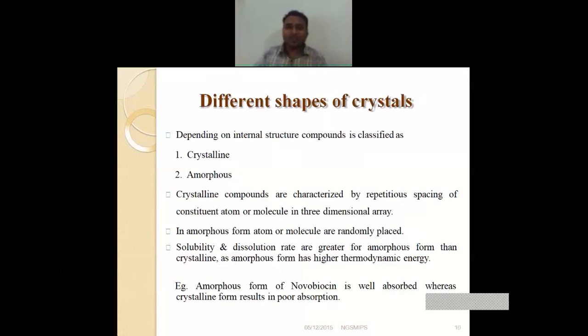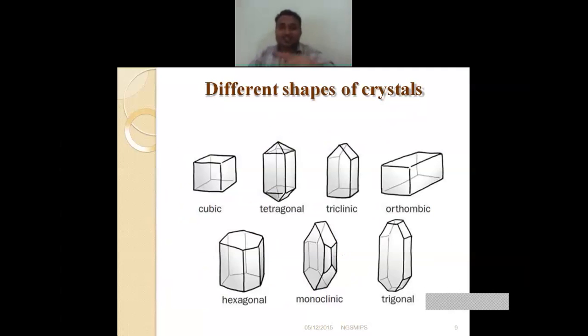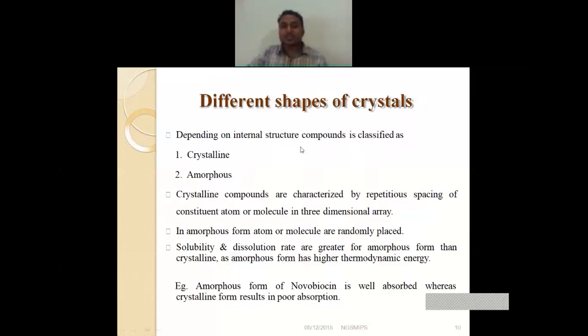So, different shapes of crystals. How many shapes of crystals have we seen? Depending on the internal structure of the compound, they are classified as crystalline and amorphous. Internal structure means these structures, that is cubic, tetragonal. These are the internal structures by which we can classify crystalline and amorphous.